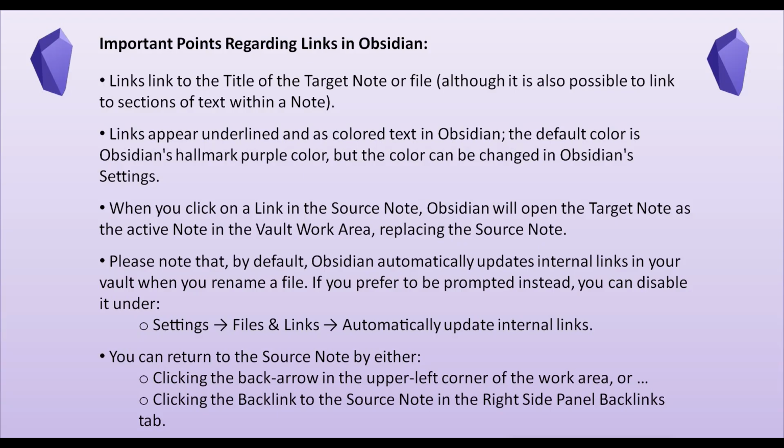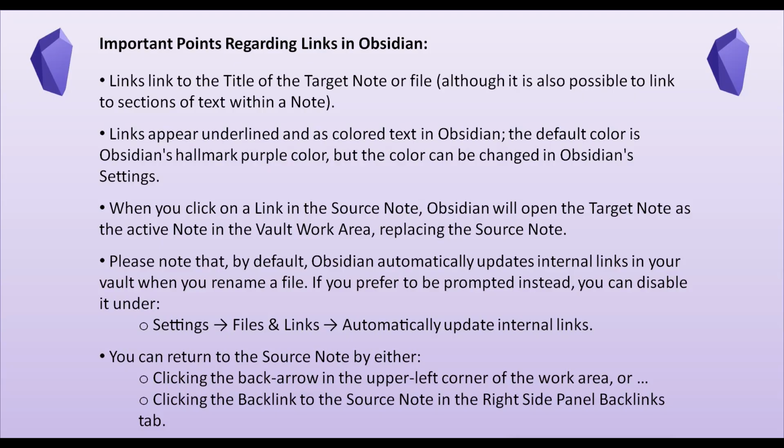Here are some important points to know about links in Obsidian. Links connect to the title of the target node, although it is possible to link to sections of text within a node. Links appear underlined and as colored text in Obsidian. The default color is Obsidian's hallmark purple color, but that color can be changed in Obsidian's settings. When you click on a link in the source node, Obsidian will open the target node as the active node in the Vault's work area, replacing the source node.